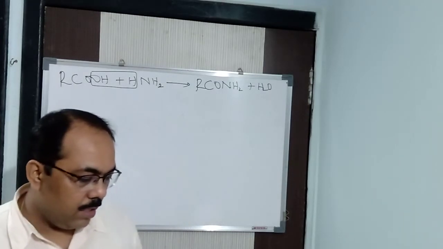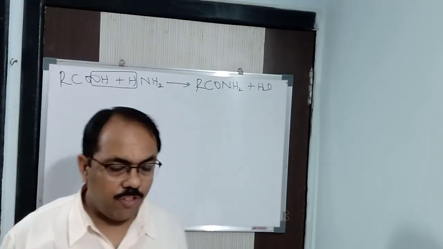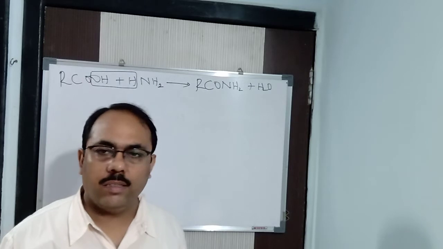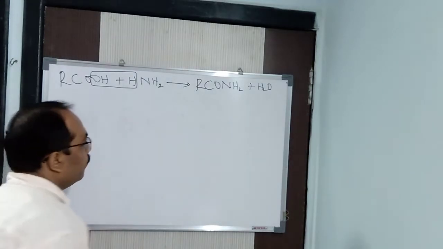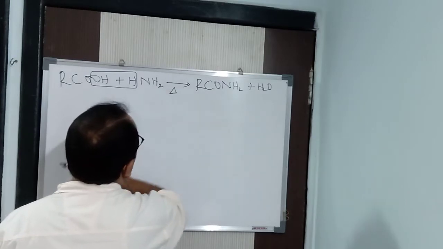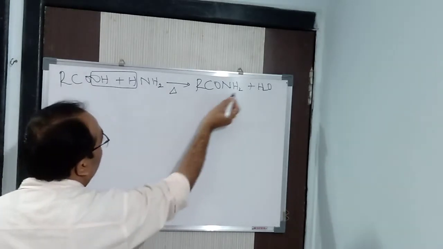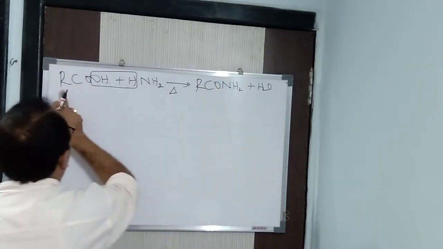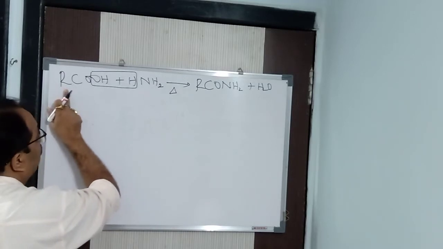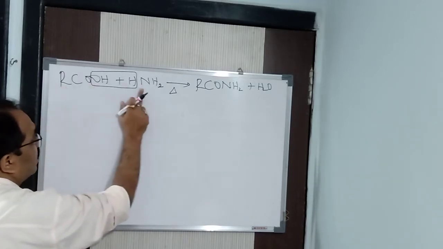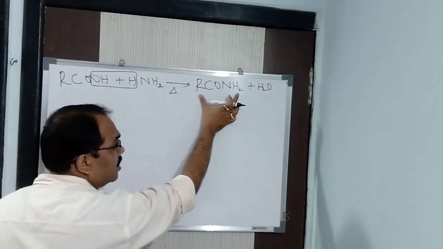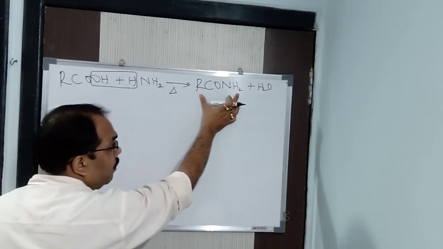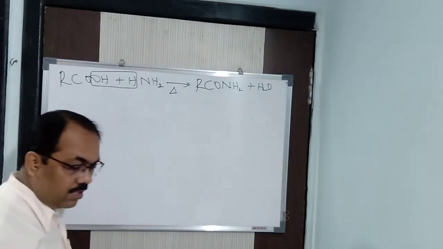So this reaction takes place directly. We don't require any dehydrating agent or something like that. Directly it reacts. So simply what you have to do is heat it here. On heating it forms amides. For example, if you take a CH3 group, CH3COOH plus ammonia will give you CH3CONH2, that is acetamide or ethanamide, plus water. Clear?